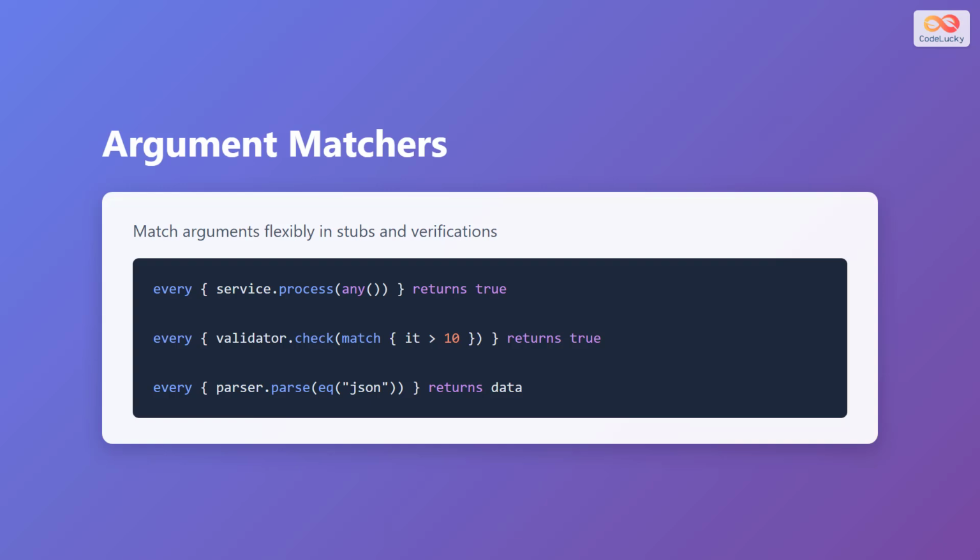Argument matchers give you flexibility when stubbing methods and verifying calls. The any matcher matches any argument of the specified type, which is useful when you don't care about the exact value being passed. The match matcher lets you specify custom conditions using a lambda expression. In the example shown, it only matches when the argument is greater than 10. The eq matcher ensures an exact match for a specific value. These matchers make your tests more robust and help you focus on the behavior that matters rather than getting caught up in exact argument values.